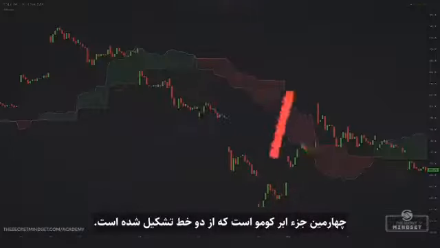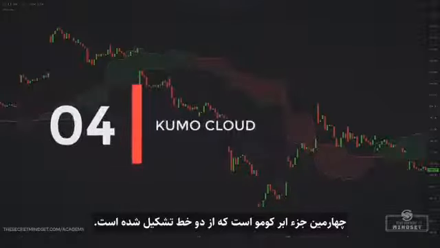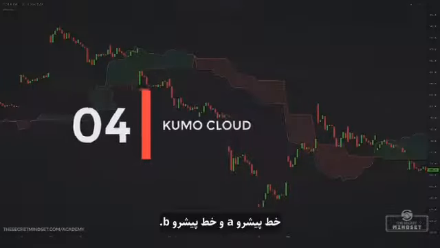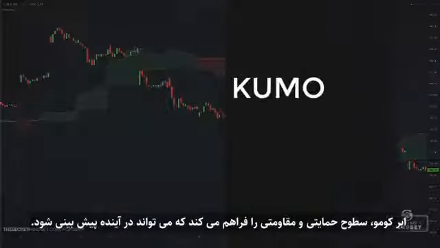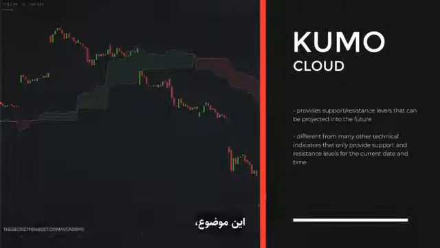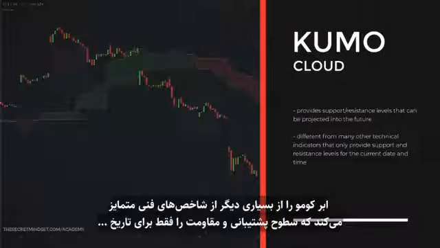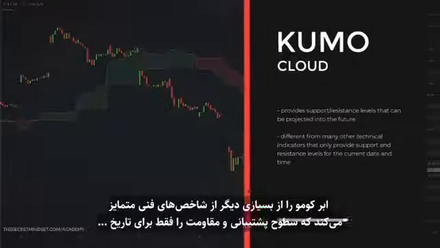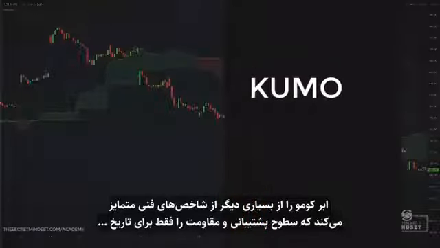The fourth component is the Kumo cloud, which is formed from 2 lines, leading span A and leading span B. The Kumo cloud provides support and resistance levels that can be projected into the future. This sets the Ichimoku cloud apart from many other technical indicators that only provide support and resistance levels for the current date and time.